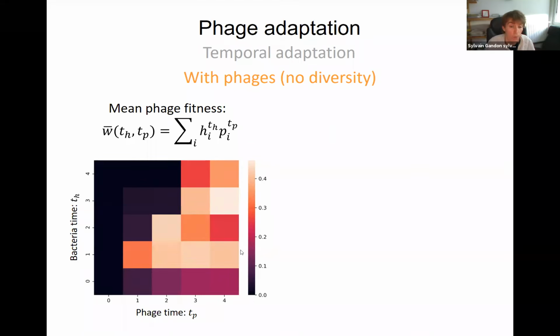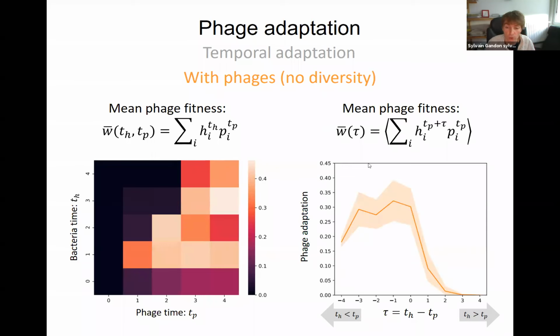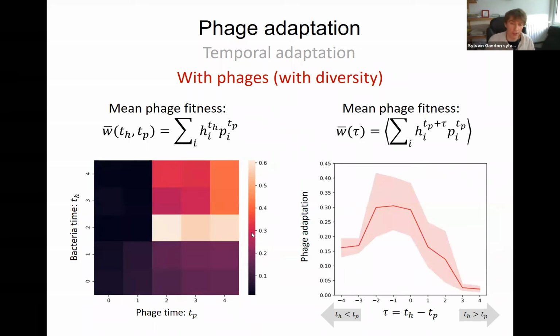So another way to look at that is to plot phage adaptation as a function of the lag between the timing of the sampling of the host and the parasite. And you get these typical patterns, which are actually expected from the theory, where phage from the future are able to infect the bacteria, but phage from the past are doing very badly. So we can do that for the other treatment as well, and we get a similar pattern here.